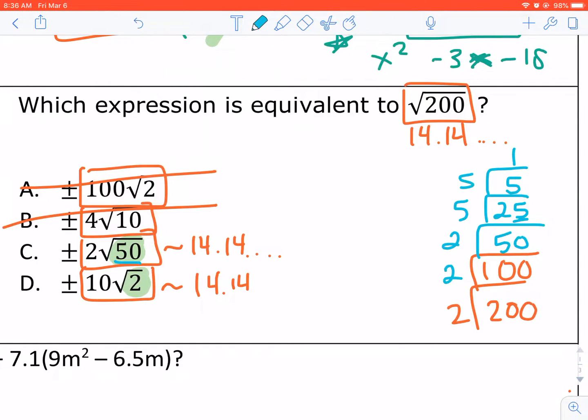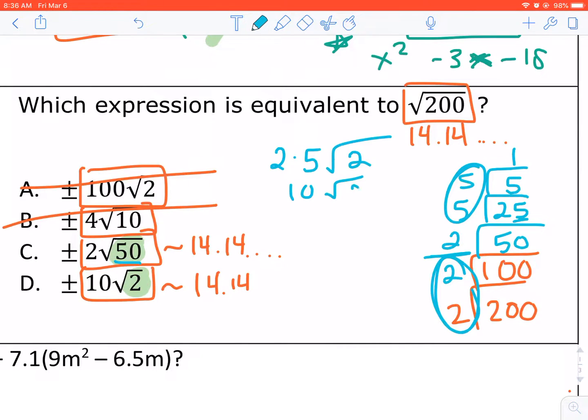And there we go. When we do our buddies, we take our buddies and we write them only once on the outside. I've got another set of buddies. I write it once on the outside. Oh, no more buddies. So any leftovers go in the house, in the square root. 2 times 5 is 10, square roots of 2. So answer choice D would be correct.